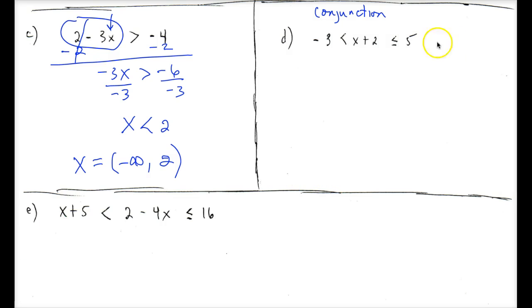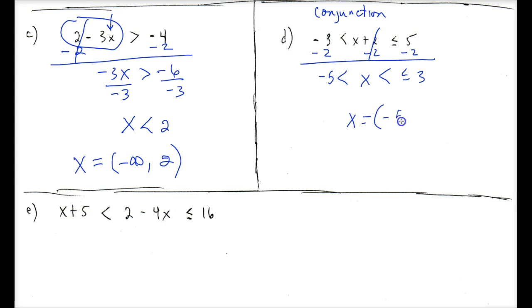All right, so if we do this the simple way, we can just subtract 2 here, subtract 2 there, subtract 2 there. And of course, this is -5, cancels, and you just have x less than or equal to 3. And so we see that x is strictly in between -5 and 3, including 3. So we can write this answer this way. Okay.